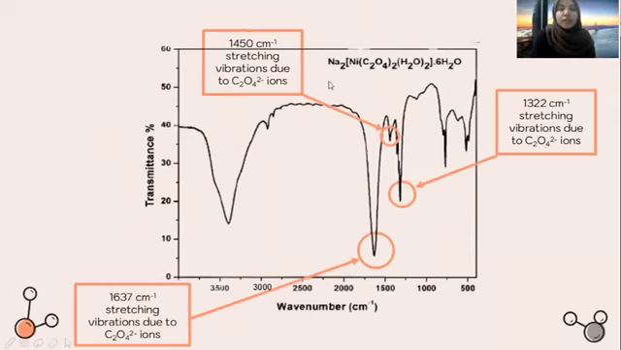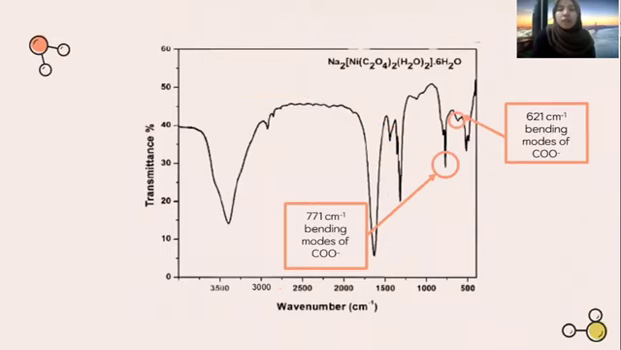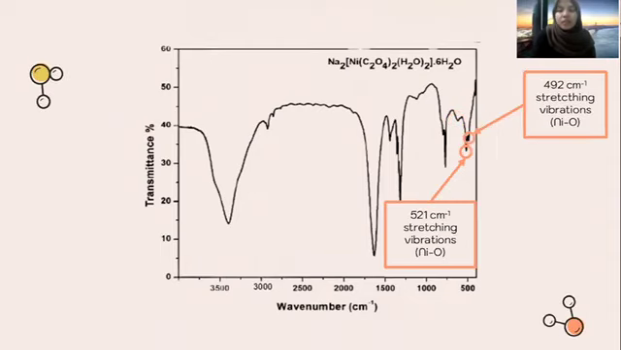Next, there are 3 peaks observed which are attributed to the stretching vibration due to oxalate dianions. Next, the bending modes of the negatively charged carboxylate ion have appeared at these 2 wavelengths. And lastly, the stretching vibration of nickel-oxygen bonds have appeared at these 2 wavelengths.